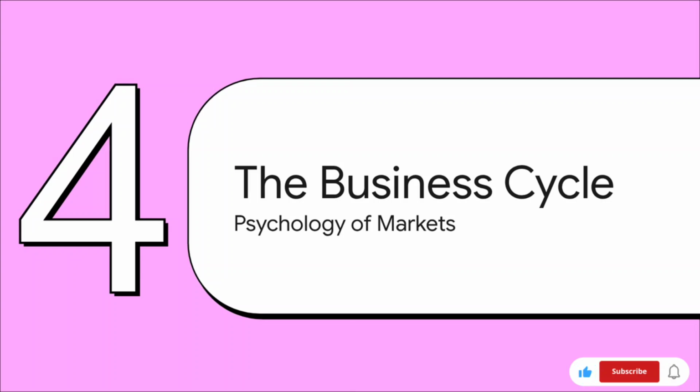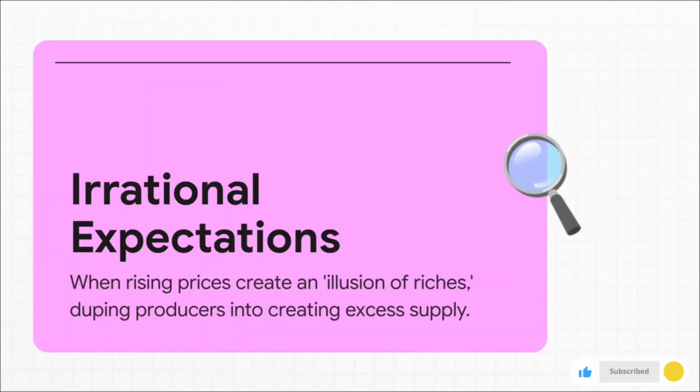And his explanation? It wasn't about spreadsheets or data. For him, it was all in our heads. He called it irrational expectations. Here's how it works. The economy starts booming, prices go up, and everyone gets caught up in this illusion of riches. They feel wealthy, so producers get overexcited and make way too much stuff. They overproduce. But eventually, reality bites back, the illusion is shattered, and boom, the market crashes. It's a cycle driven entirely by human psychology.